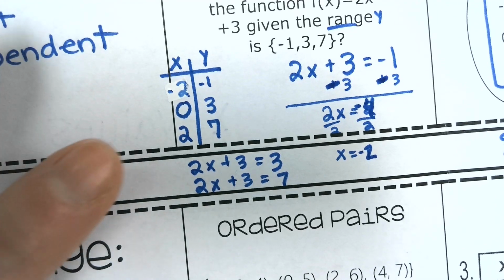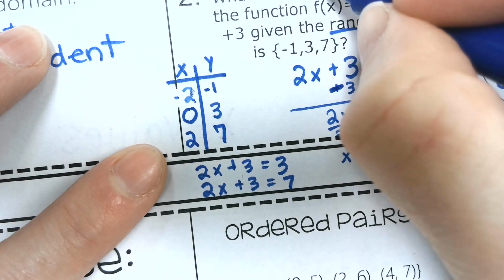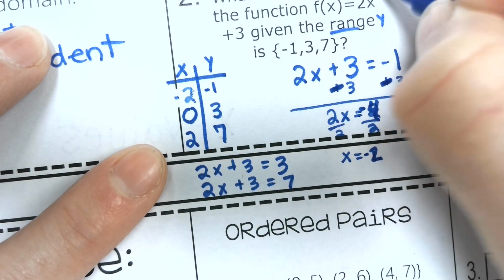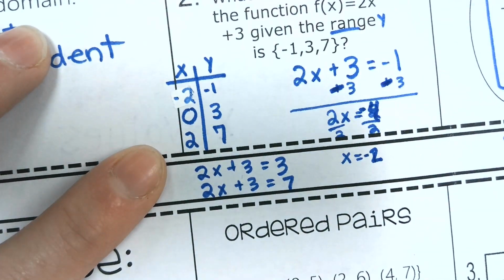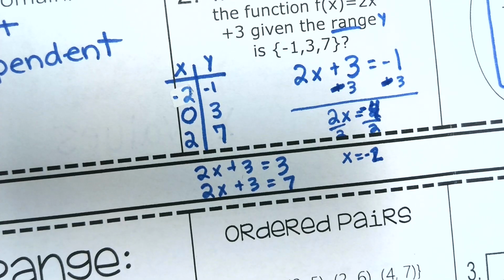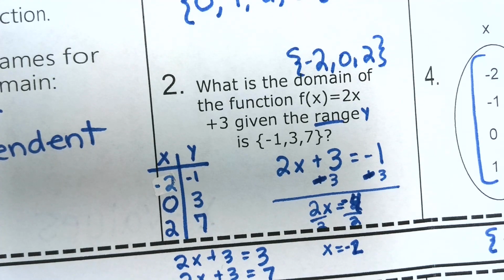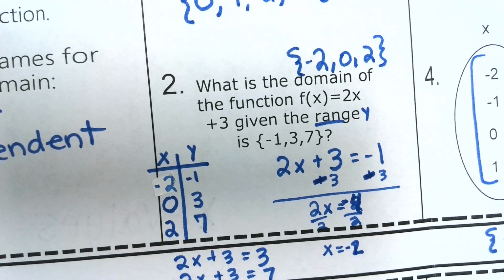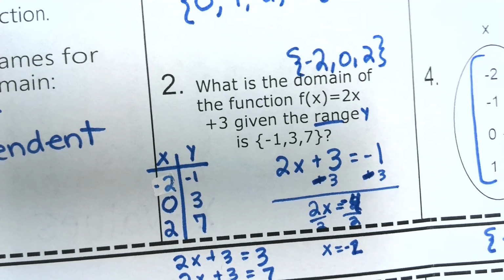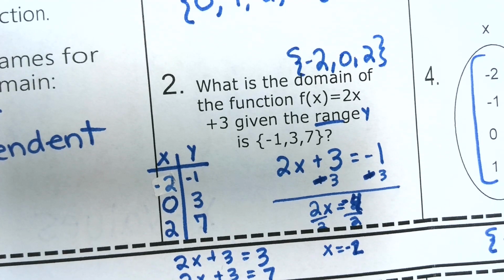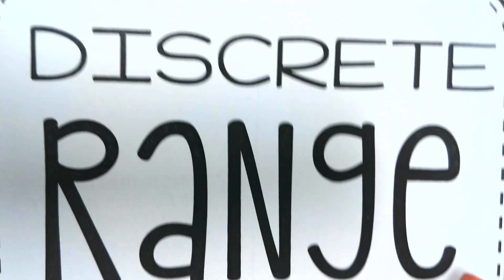Okay. So then the domain on this one is -2, 0, and 2. I put it up here for number 2. All right, let's go to the next thing, which is range. So turn back to the front. Remember, it's the y values.